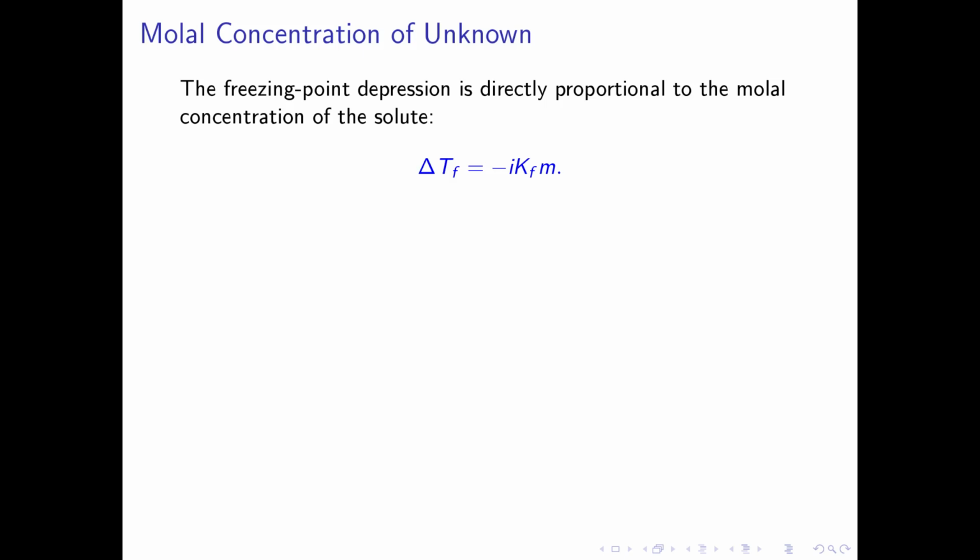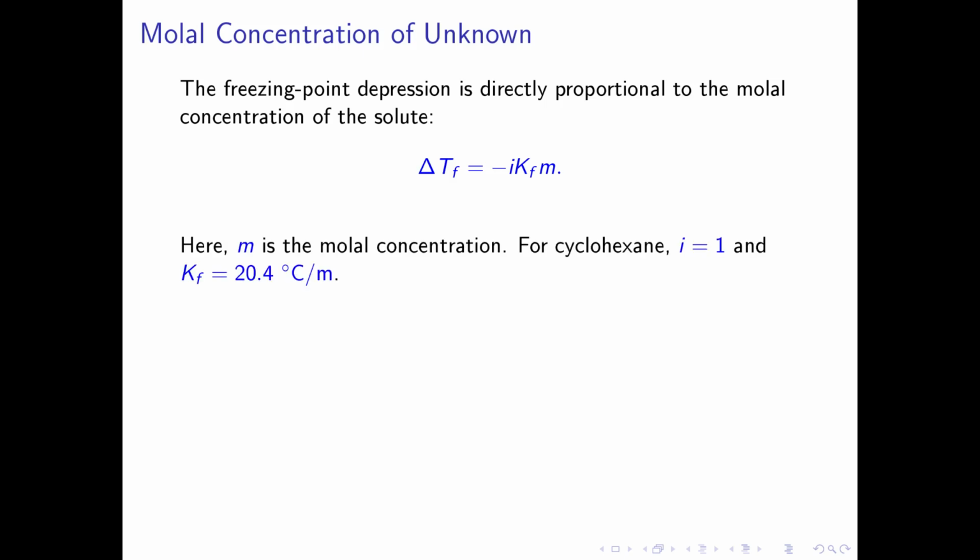As the freezing point depression is directly proportional to the molar concentration of the solute, we can use this to calculate the concentration. We know that delta T_F is equal to negative i times K_f times m. Here, m is the molal concentration that we wish to solve for. Recall that for cyclohexane, i is equal to 1 because it is a non-electrolyte, and the value of K_f from the table is 20.4 degrees Celsius per molal.